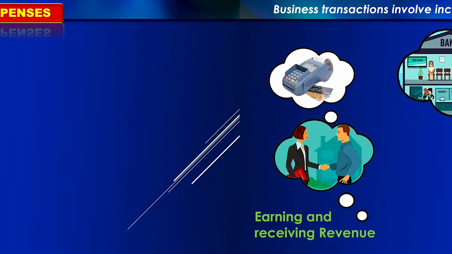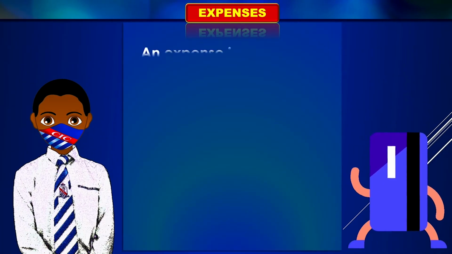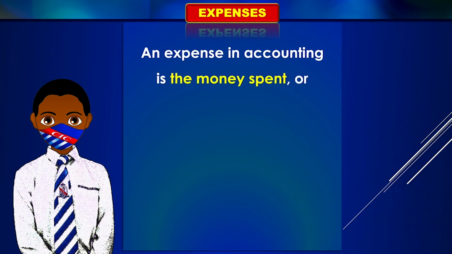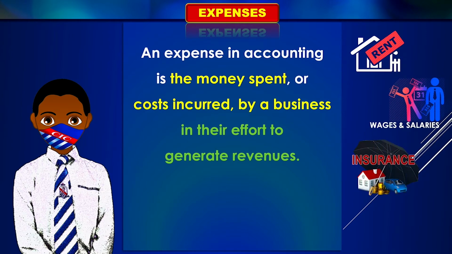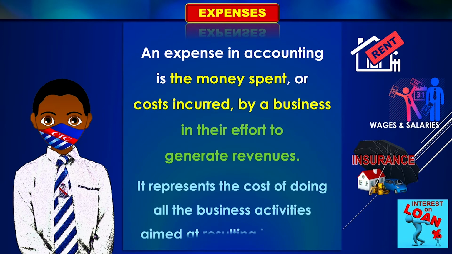So expenses. An expense in accounting is the money spent or the cost incurred by a business in their effort to generate revenues. Some expenses include rent, wages and salaries, insurance, interest on loan, utilities, just to name a few. These represent the cost of doing all the business activities aimed at resulting in hopefully a profit at the end of a period.